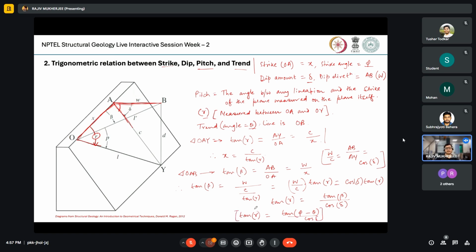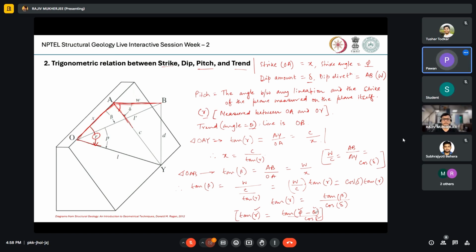So if we know the pitch, the strike, the plunge and the dip amount, we can derive a trigonometric relation amongst them. Okay. So this was the second trigonometric relation that we talked about. So if you have any doubt, please ask. I can surely discuss about them. Otherwise, I will give you a minute to see the results if you have any doubt. Otherwise, we can go to the next derivation.